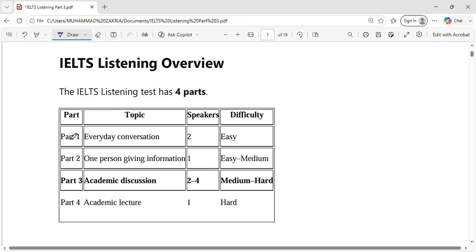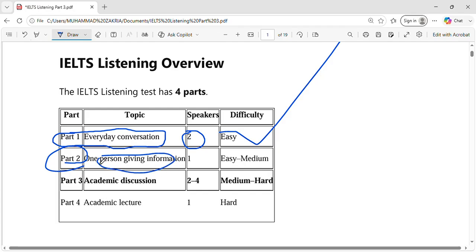This is the IELTS part one. I will upload a lecture on that. It's the easiest part, and you know about that. How many speakers here? Two speakers. You know about it because I uploaded that class and it is very easy. Part two, I uploaded a class on part two. One person's monologue. Easier part one but difficult part two.